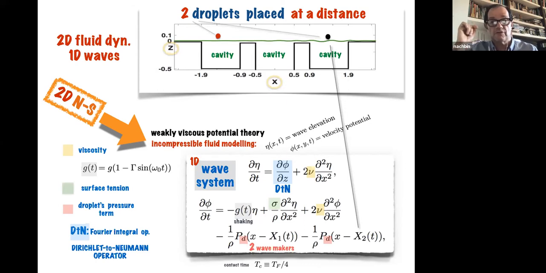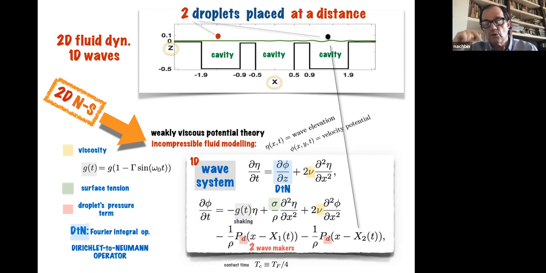Phi is the velocity potential, eta is the wave elevation, and let's look at the left here. In yellow, the viscous term that comes from the weakly viscous approximation. It's an asymptotic theory from Navier-Stokes all the way up to the free boundary conditions. Then we have the surface tension term in green, sigma, which is a little bit like an elastic bed that makes the droplet bounce and jump.